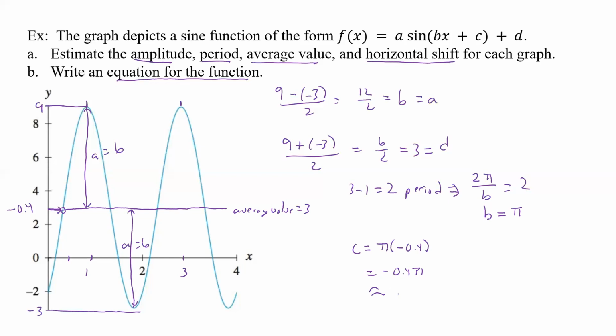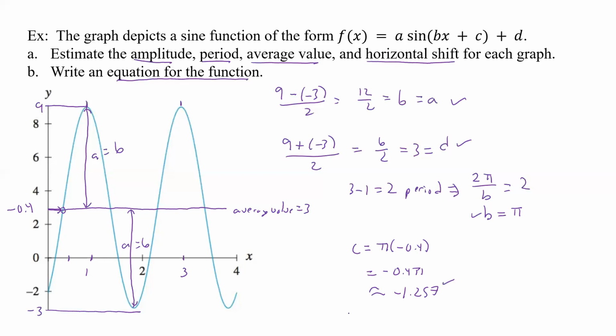So it's going to be a negative 1.257. That is going to be my estimate for what that's equal to. Okay, and so now I have all the pieces. I've got A, D, B, and C.